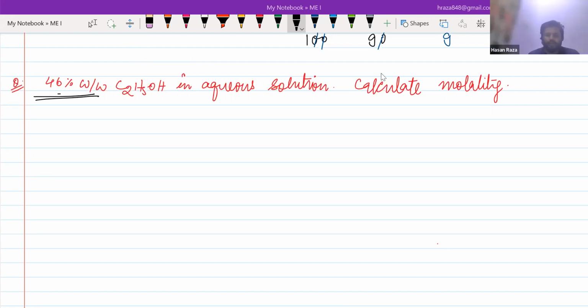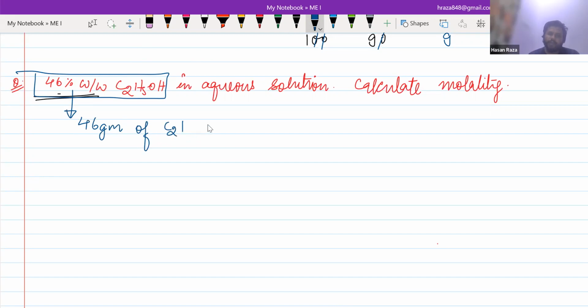Okay, see, it's very easy. 46% weight by weight C2H5OH is given. From this, you can write 46 gram of C2H5OH, that means solute, present in 100 gram of solution. This is the given. Now, what we need to calculate is molality.